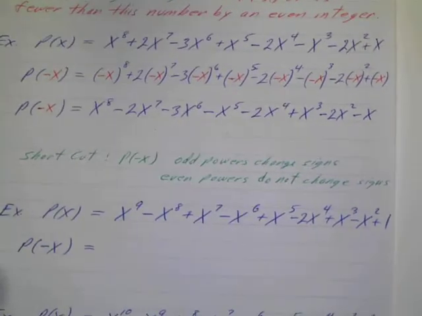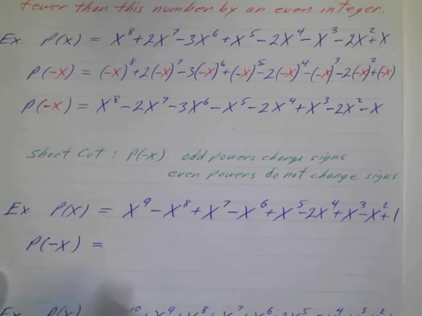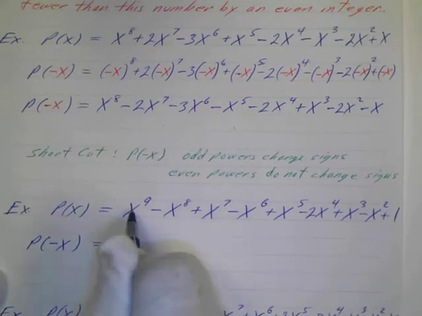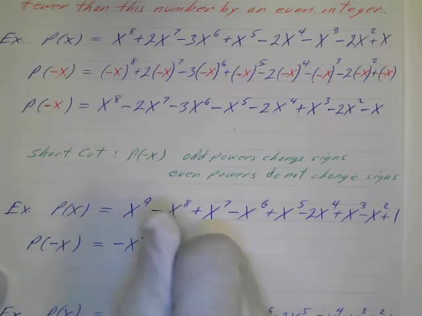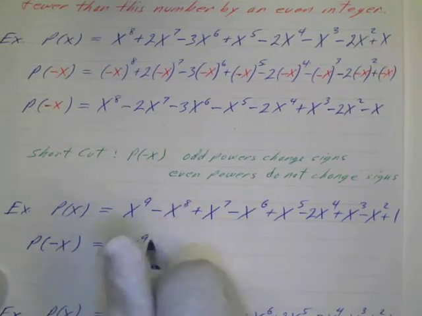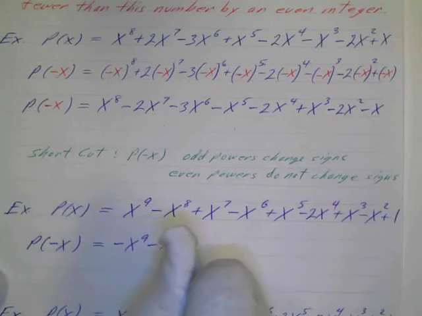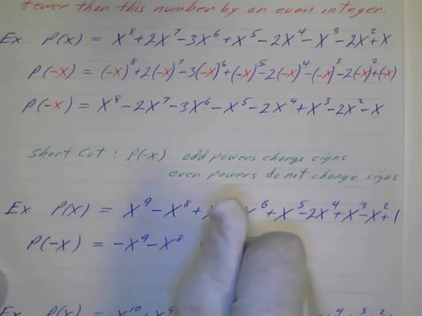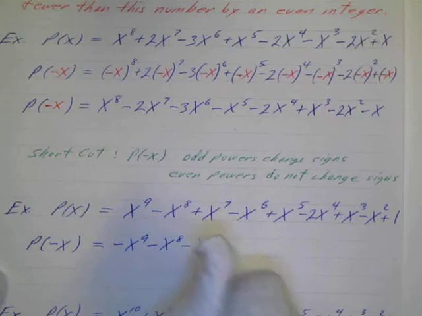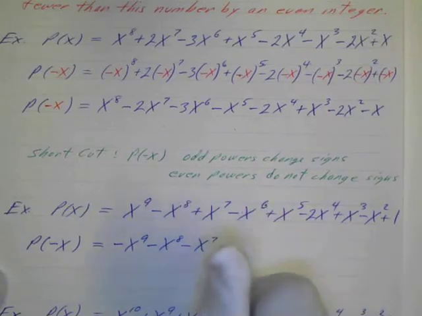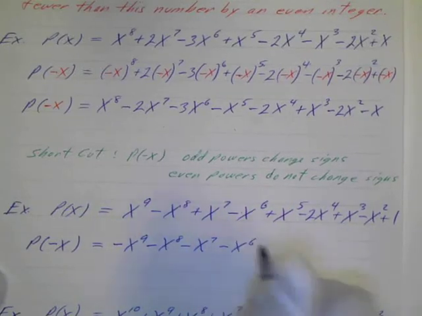So here's an example, and we can do this a little quicker. So p of negative x would be, since this is odd, it will change signs, so that's going to be negative x to the 9th. This stays the same because it's even, so it's going to be negative x to the 8th. This changes because this is odd, so it's going to be negative x to the 7th. This stays the same because it's even, so it's going to be negative x to the 6th.